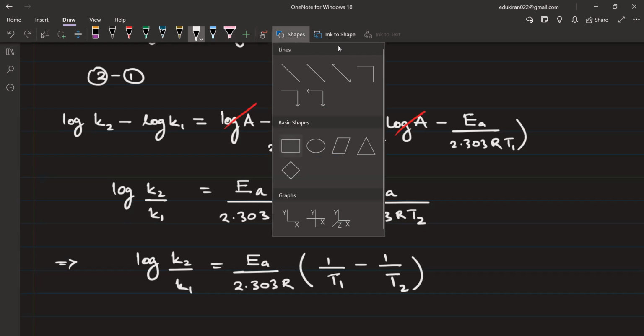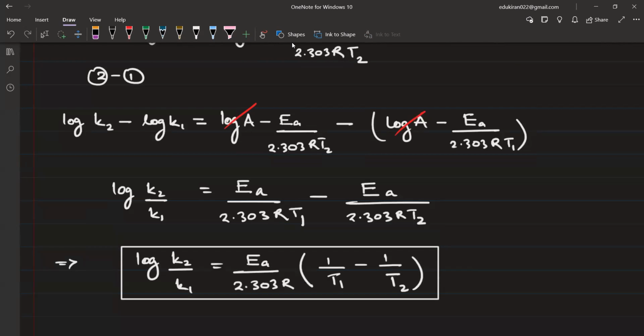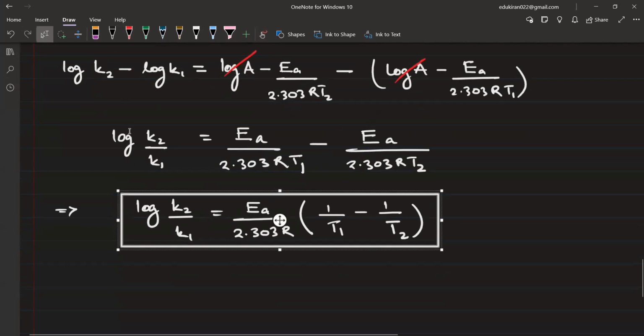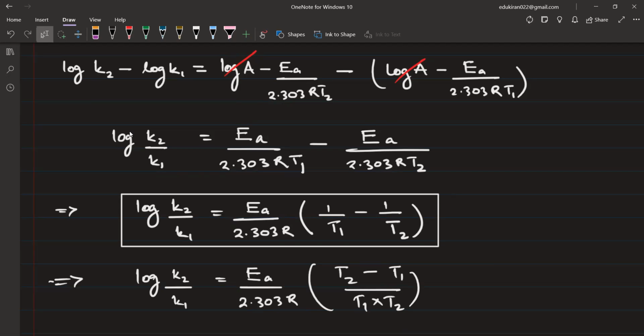ठीक है, तो इसको आप ऐसे याद कर लीजिए. This equation is also helpful, or else if you take the LCM, then also it is going to be helpful. See, T2 minus T1 upon T1 into T2, right? So both these equations are helpful. You can remember any one of them. छोटा सा change है बस दोनों के बीच में. Nothing much.